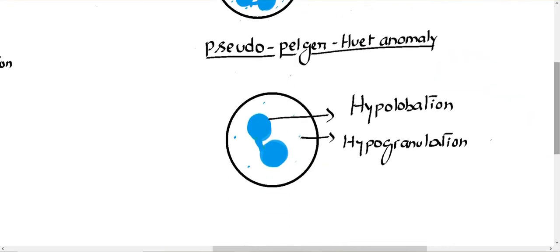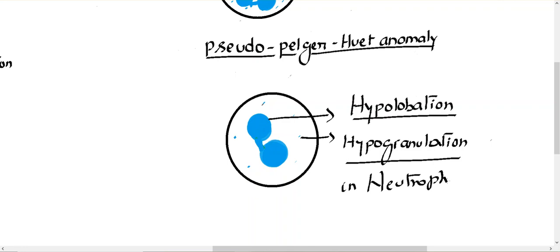And pseudo-Pelger-Huët anomaly. So in this condition, the feature of neutrophil is in the lobes. There is a hypolobation and there is a hypogranulation. That means there are fewer granules and there are fewer lobes in the neutrophil. Okay, that you will see in neutrophil. And these features, hypolobation and hypogranulation, you will see in a condition called myelodysplastic syndrome.